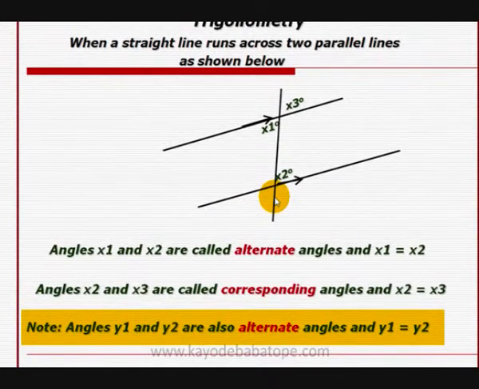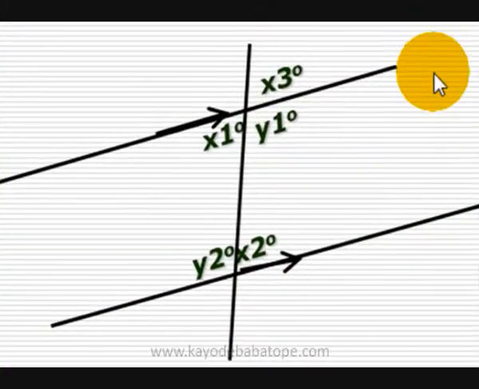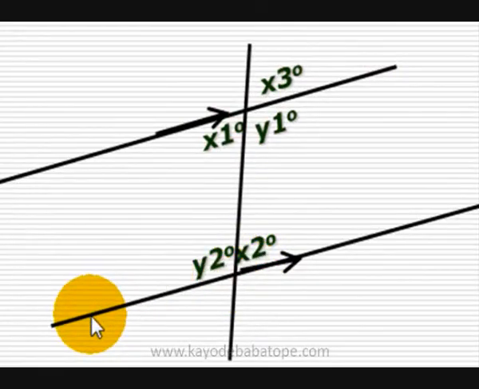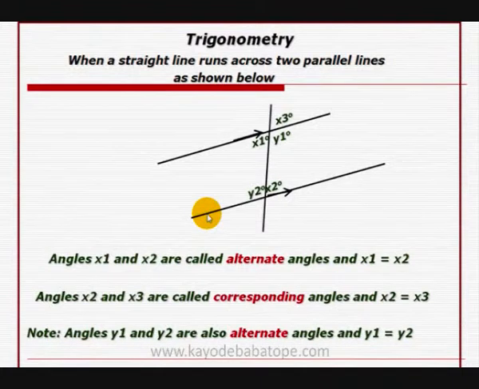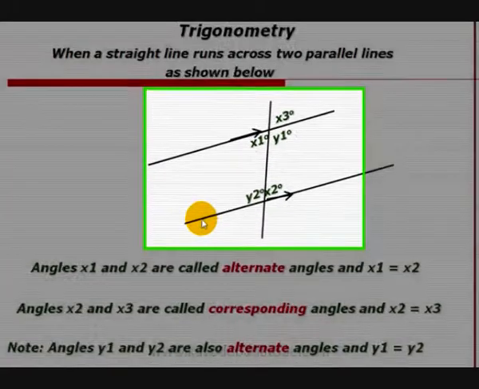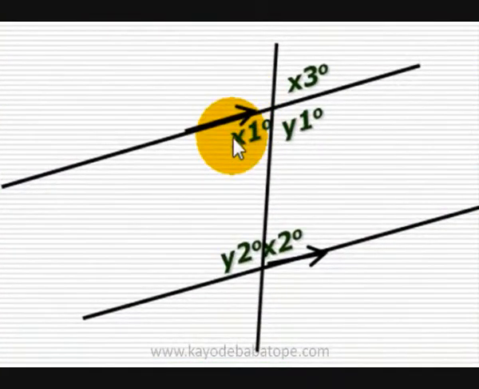Note that angles Y1 and Y2 are also alternate angles, because these are angles at the corner of a Z. But you don't just go about looking for three lines that form a Z. The point is this: before you can call them corresponding angles or alternate angles, there has to be an indication that the two lines are parallel. And in mathematics, you usually denote parallelism by arrows on those lines. So there is already an indication that these two lines are parallel.